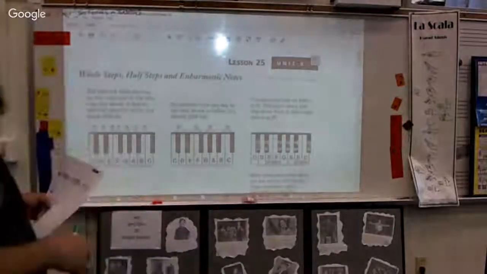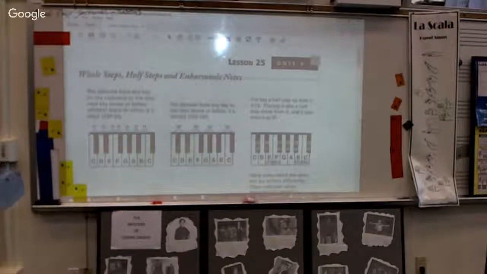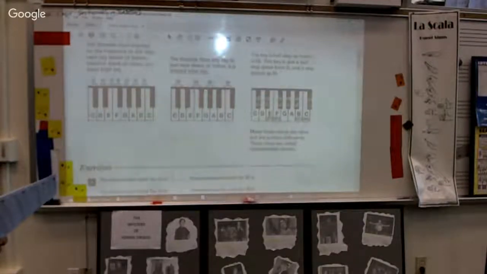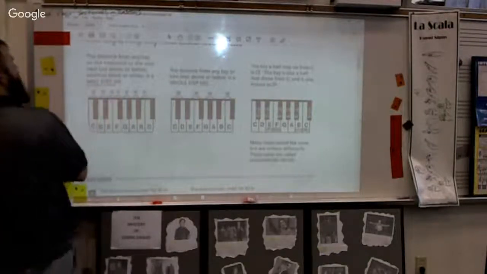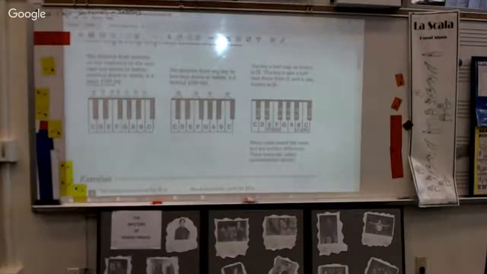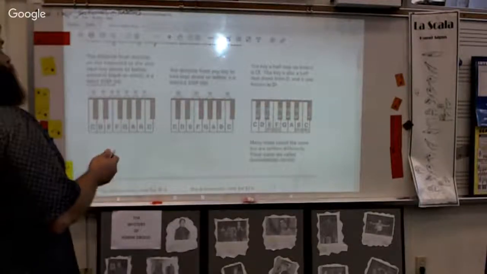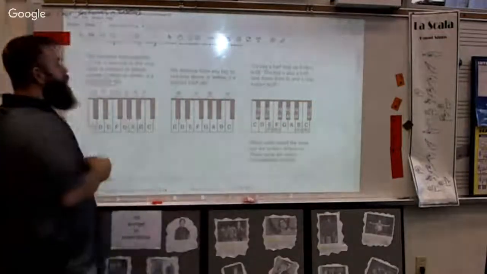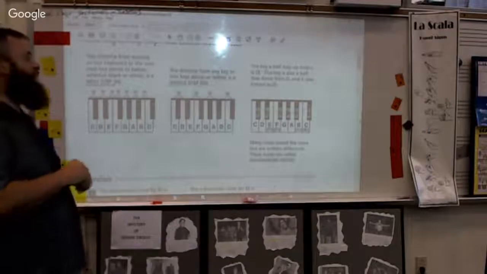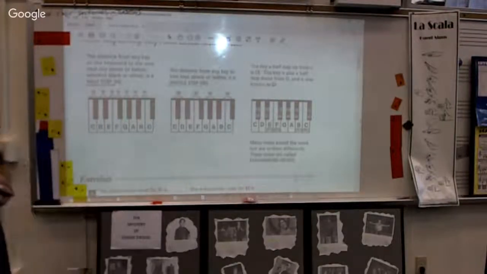All right, so we've got a couple of vocabulary words we need to add in, okay? And they are half step. A half step is the distance from any key on the keyboard to the very next key above or below, whether black or white. And a whole step is the distance from any key to two keys above or below.